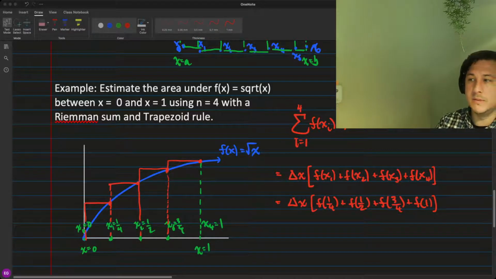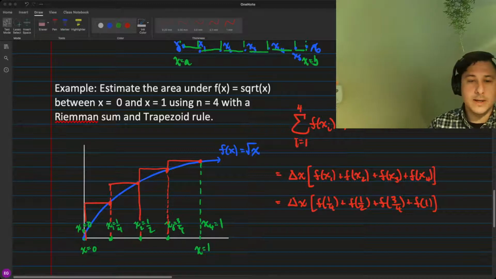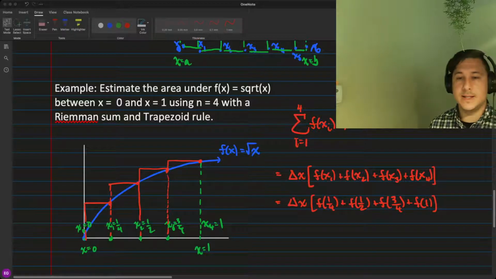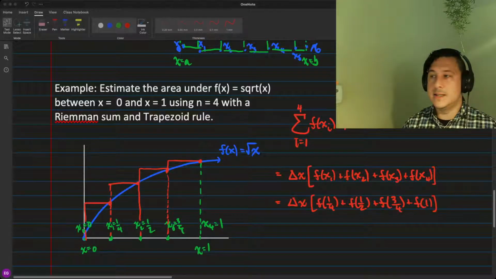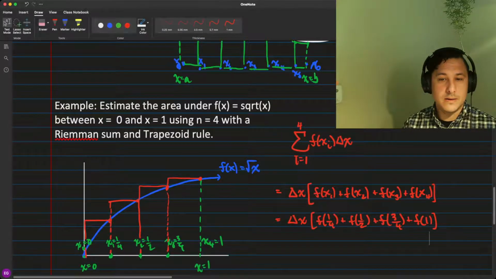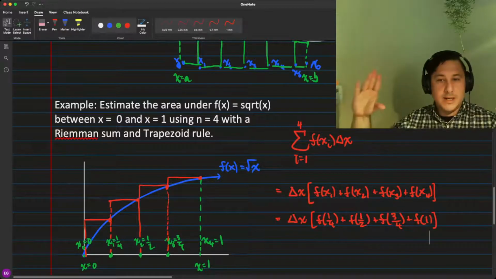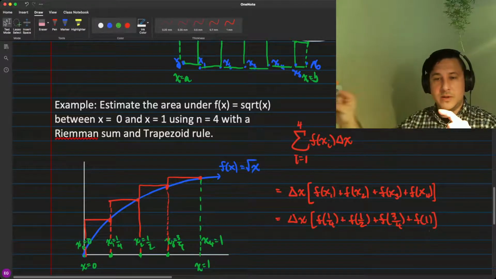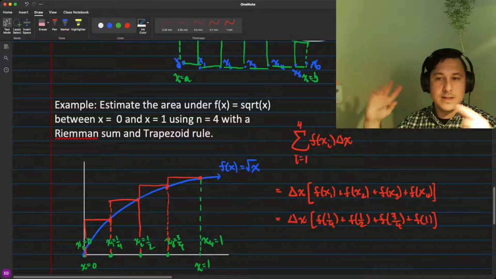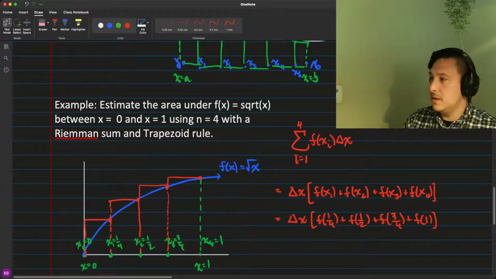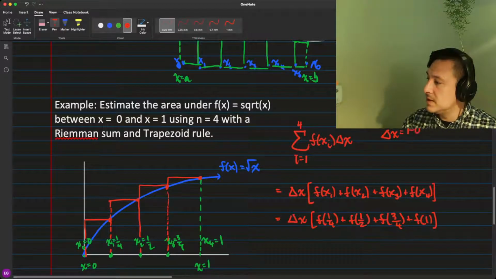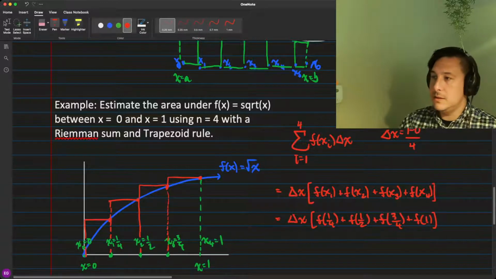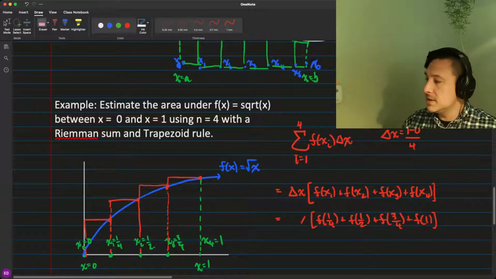Okay, so I'm just going to pause for a moment. Does everyone see what I'm doing? I've got my function. I already told you that we're going to be estimating it with 4 rectangles, so I wrote that down. I have my sigma notation right there, and then I expanded it. It's going to be f of x times delta x for those 4 different things. I decided to factor out my delta x. I guess we should actually write down what delta x is. Delta x is b minus a, which is 1 minus 0 over n, so 1/4. So I'm going to replace that with a 1/4 right there.